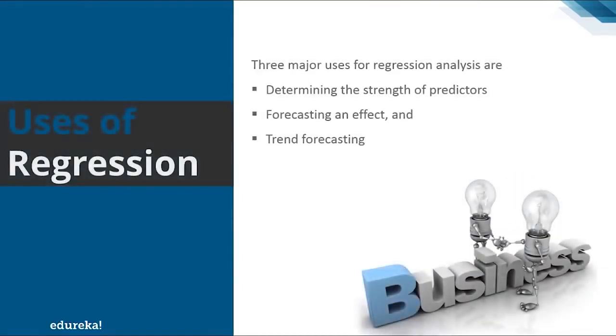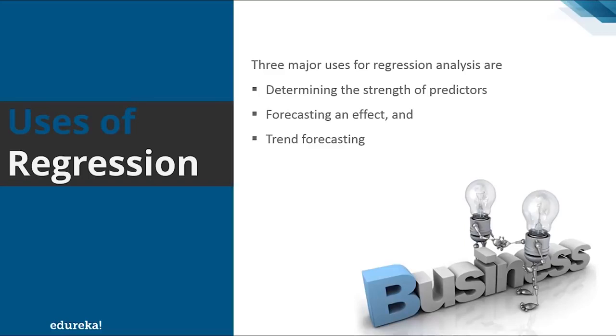Fine. Now you'd ask, what are the uses of regression? Well, there are three major uses of regression analysis. The first is determining the strength of predictors. Regression might be used to identify the strength of the effect that the independent variables have on the dependent variable. For example, you can ask a question like, what is the strength of relationship between sales and marketing spending? Or what is the relationship between age and income?